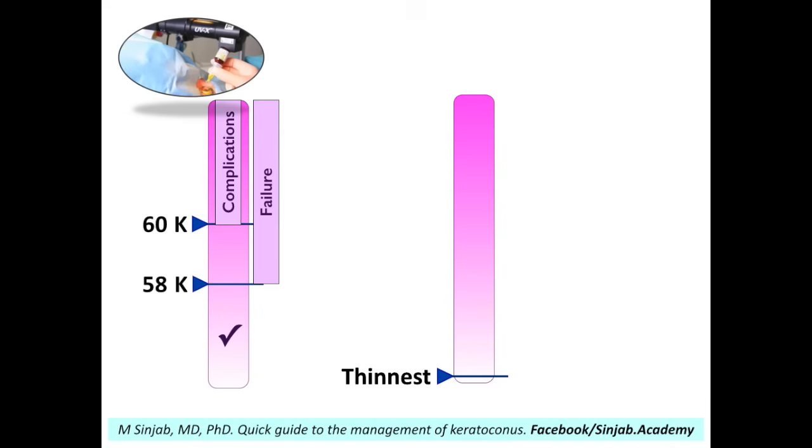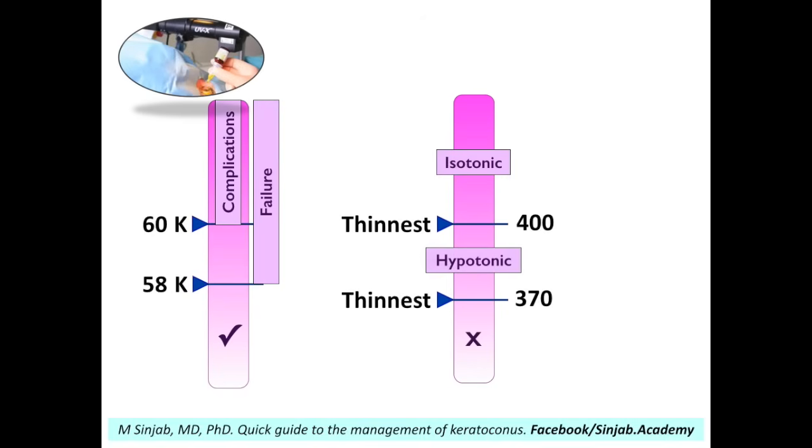And of course, the safety margin of corneal cross-linking is very important. When the thinnest location is higher than 400 microns, we can use the isotonic. When it is between 370 and 400, we can use the hypotonic. But less than 370, we cannot use corneal cross-linking. We cannot go for corneal cross-linking. In addition, we cannot go for corneal cross-linking when we have corneal scars also.